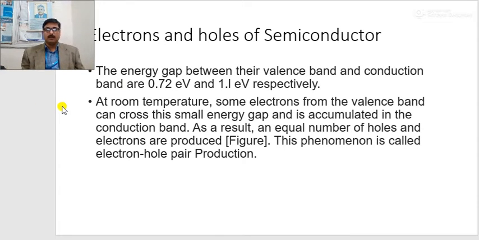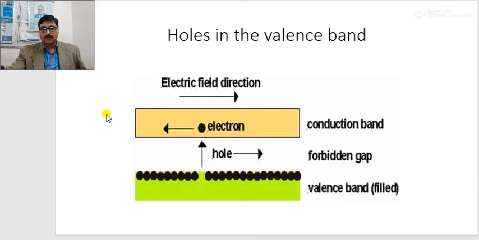So, first of all, we want to discuss the energy gap in the semiconductor. For silicon, it is 0.72 electron volt, and for germanium, 1.1 electron volt. At room temperature, the conductivity of a semiconductor is very less, but as and when temperature increases, as shown in this diagram, electrons become excited from the valence band and jump into the conduction band.